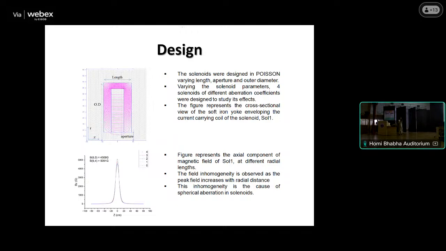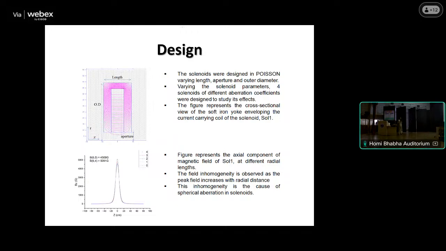These solenoids with different spherical aberration coefficients are achieved by changing the length. The aperture has been kept the same for all, though he has studied the dependence of spherical aberration on the aperture also. This figure represents the cross-sectional view of the soft iron yoke enveloping the current carrying coil of the solenoid, and the beam line will be on this side.